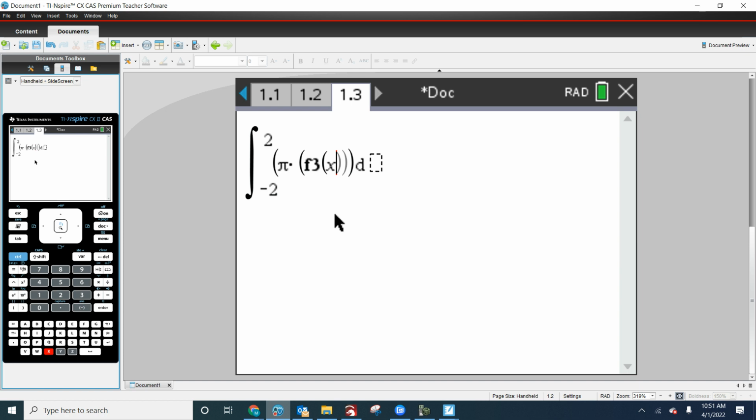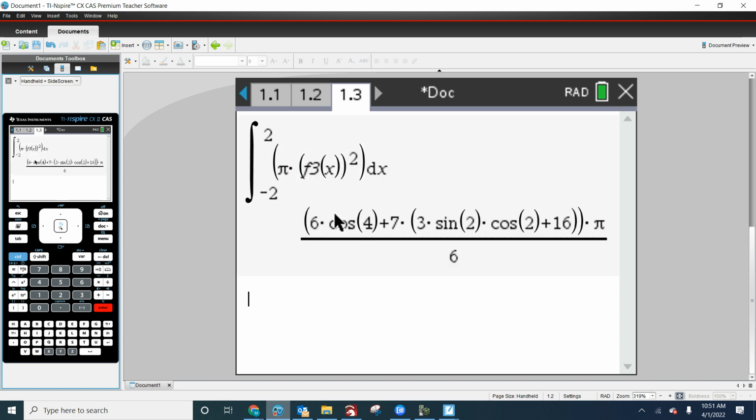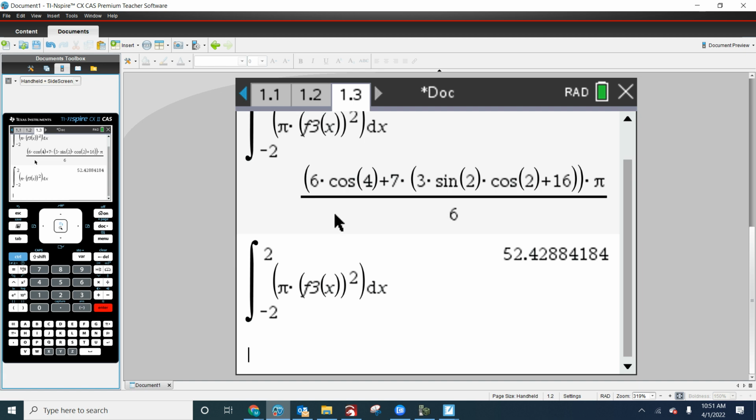Do you agree? This is the f of x. This parenthesis closes the x. This parenthesis closes the f3 of x. Don't I want to square f3 of x? Do you agree? Yes? dx. I'm getting 52.429. Do you get 52? Always the three decimals. 52.429. Okay, hang on tight for 1 minute. Questions on that one? You good?